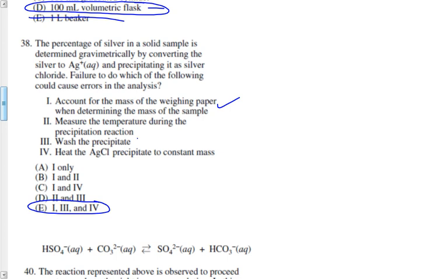Heat it. So to the constant mass, it's saying it has to be heated. Account for the mass of the weighing paper. You've got to subtract it correctly. But it doesn't matter what the temperature is. So that one, if you didn't get it right, it's almost more about just getting confused with the options, frankly.